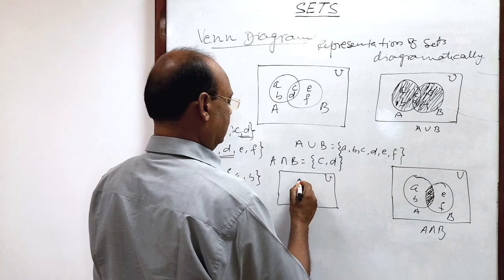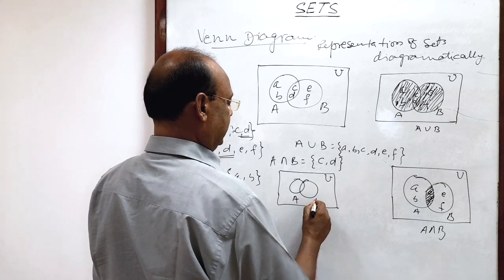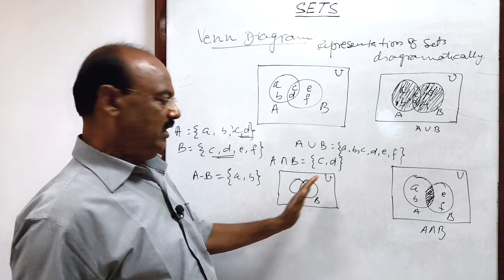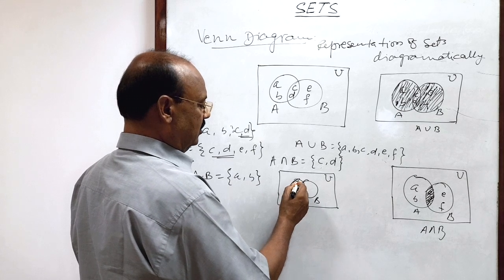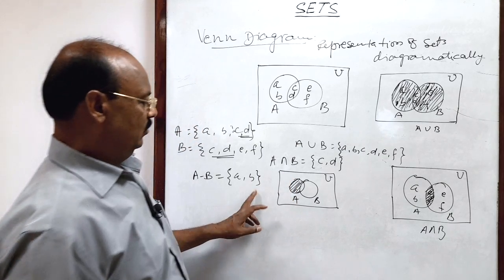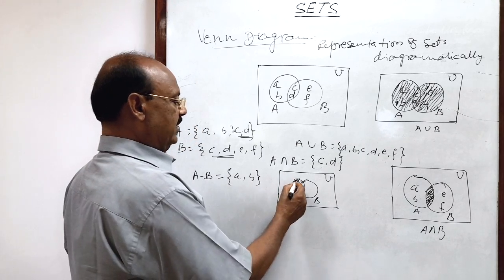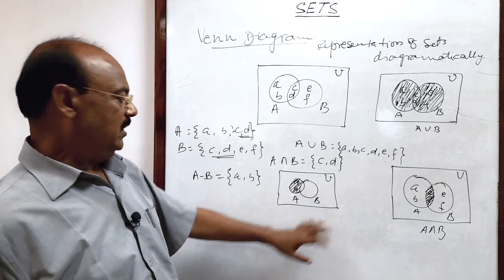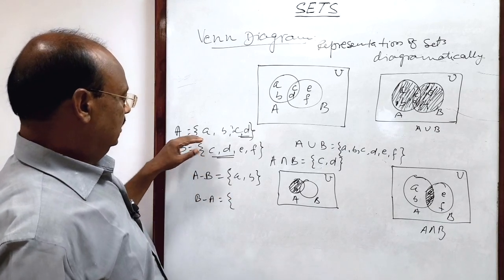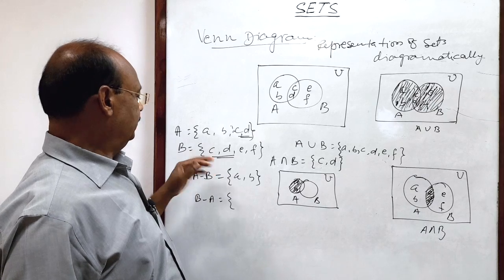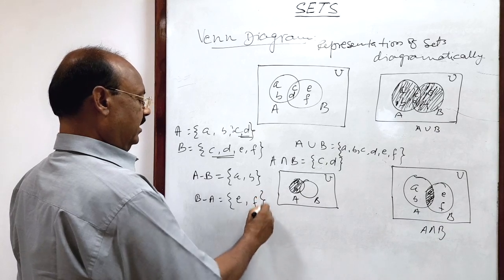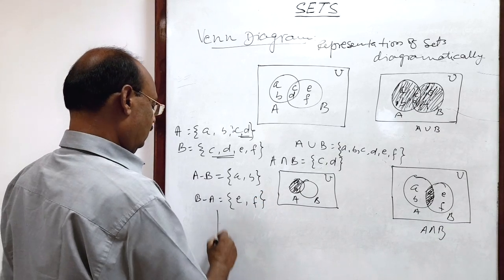This is the universal set, this is set A, this is set B. So A minus B means the portion which is available in B has to be removed from set A. So A minus B is this shaded portion only, which will consist of these two elements only, A and B. Very simple. Similarly, if we have to represent B minus A, then the common elements will be removed from set B. We are doing B minus A. So simply this will be E and F. And how can we represent it?